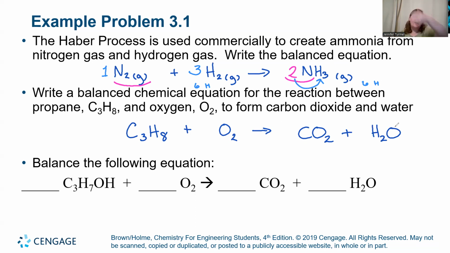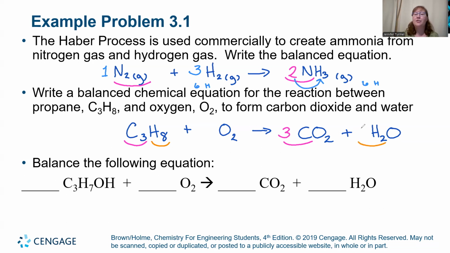So let's take a look at where this is going to be. And sometimes the interesting thing here is that you kind of have to go back and forth a little bit. So let's see how this one might work. First of all, I have 3 carbons here, and so I'm going to go ahead and put a 3 in front of this. And now the next thing that I'm going to do is I have 8 hydrogens here.